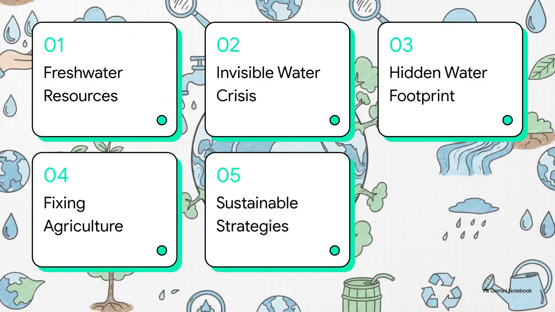So here's our roadmap for the explainer. First, we'll get our freshwater resources explained. Second, we're looking at the invisible water crisis. Third, we'll uncover your hidden water footprint. Fourth, fixing agricultural water waste. And finally, some incredibly cool sustainable conservation strategies.